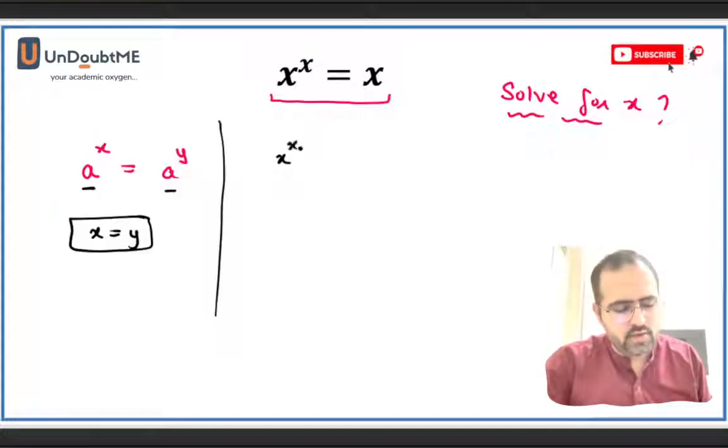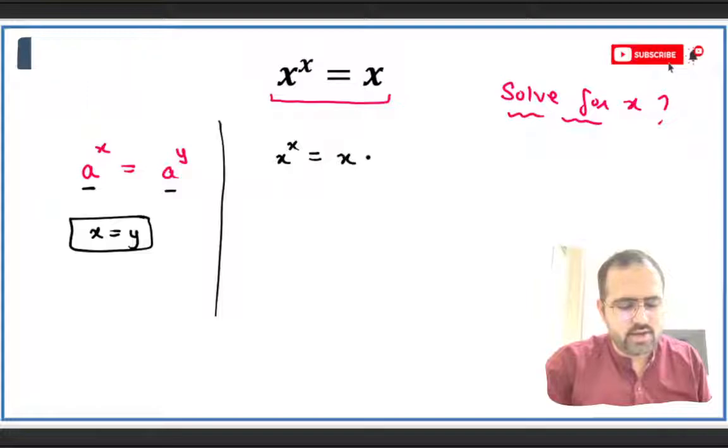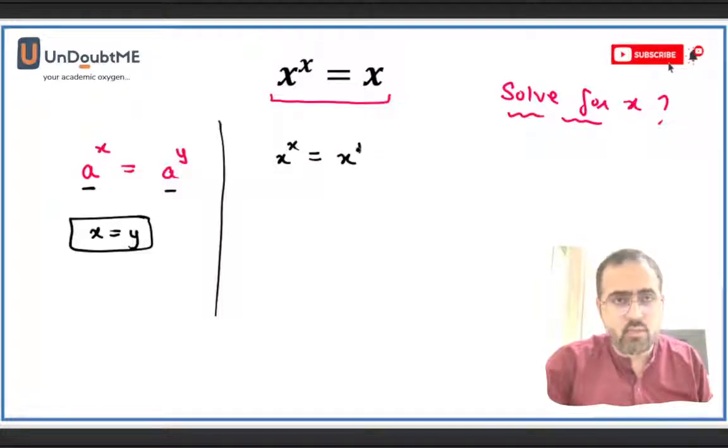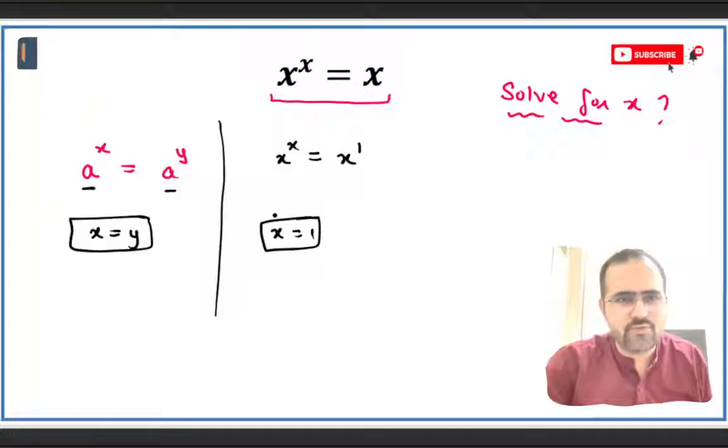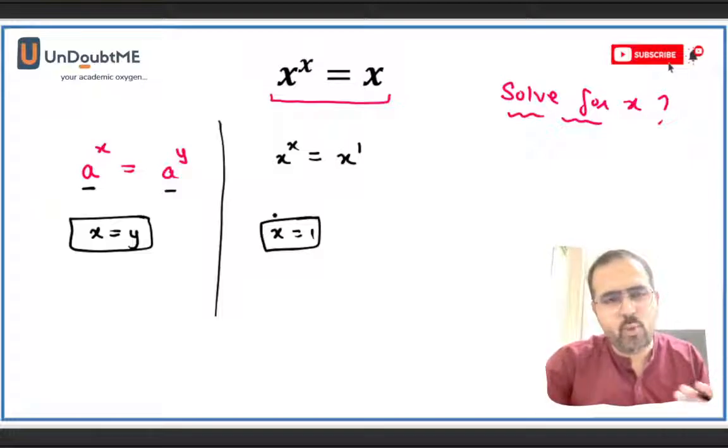So over here I'll write x to the power x, on the other side it is x to the power nothing, means 1. So this is one of the ways, only by observation you can see that the value of x is 1. That's it, we are done with the question. Okay, this will be true only when the value of x is 1.